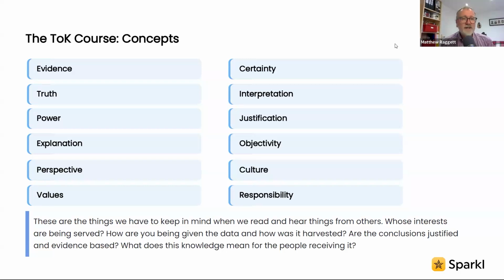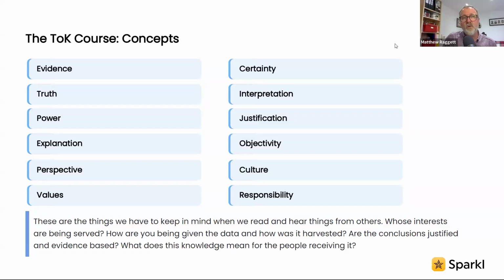Certainty. To what extent do you know that that's right? Again, in your sciences, your certainty is limited by the fact that you don't know what the answer is. You're just approaching a better answer. Objectivity. Are you understanding the different perspectives that people might have?